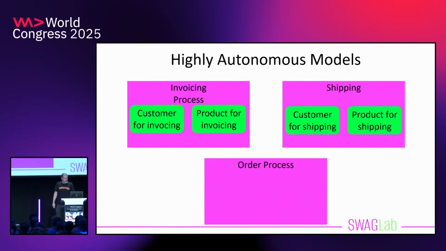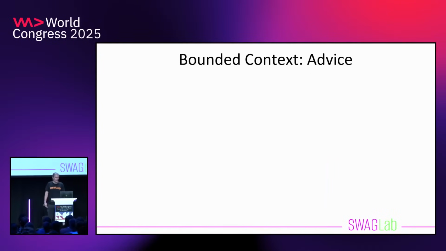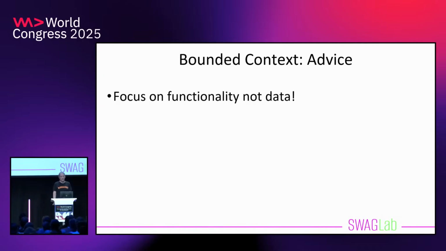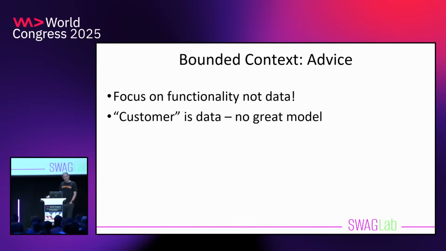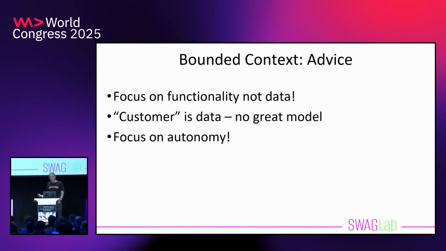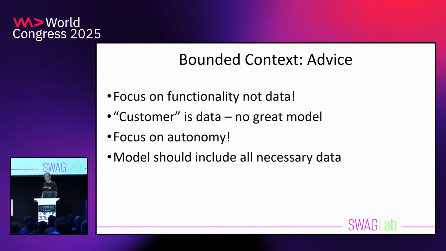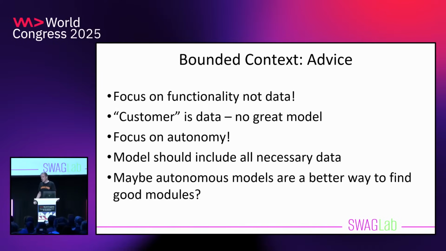And therefore, my advice would be to focus on functionality, not on data. So something like customer, that's data, that's not a great model. You should focus on autonomy, and the models that you create should include all the necessary data. And maybe this focus on autonomy is what helps you to actually find great models.